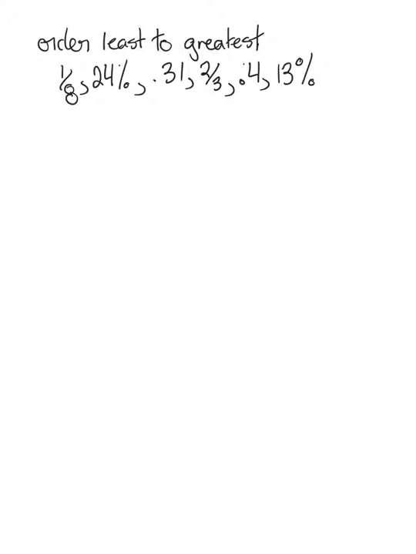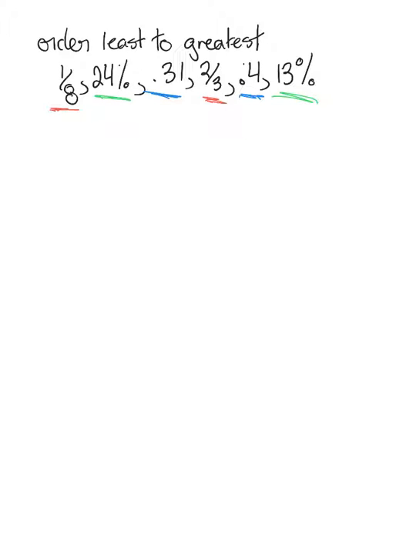So now we're going to learn how to order a set of numbers from least to greatest. And the first thing we notice is that there are three different types of numbers. There are fractions, there are decimals, and there are percents. We cannot order them if they are all in different forms. We need them to be in the same form. And the easiest form to get things into are fractions.